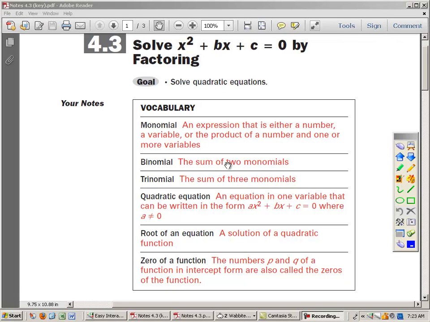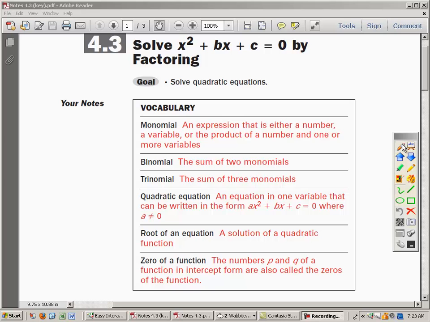Welcome to lesson 4.3. We're going to shift gears a little bit. We've been talking about graphing quadratic functions, and spending a little bit of time talking about where their intercepts are, where the axis of symmetry is, and some of that kind of stuff. So we're going to change gears just a little bit. We're going to talk about solving quadratic equations, specifically when these quadratic equations are equal to 0.